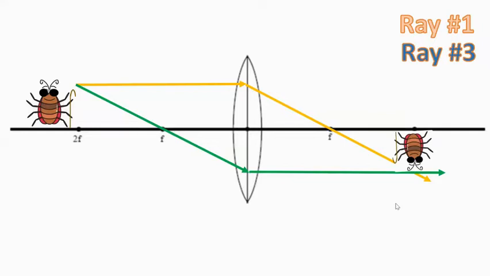Right, so immediately what do we notice about his image? It's upside down, it's a little bit smaller, and it is real. Okay, why is it real? Because there's real light rays that come together at this point, right? Neither of these light rays are virtual.